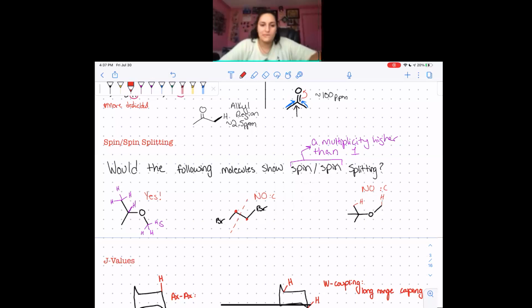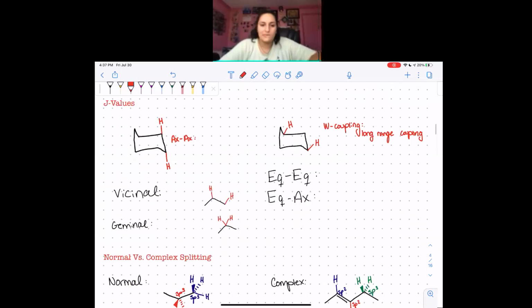Okay, so I did draw out a little J-values section, but there's really nothing to J-values. It's just a bunch of memorization. So please see the Exam 1 cheat sheet and fill out these numbers and just try to remember them.